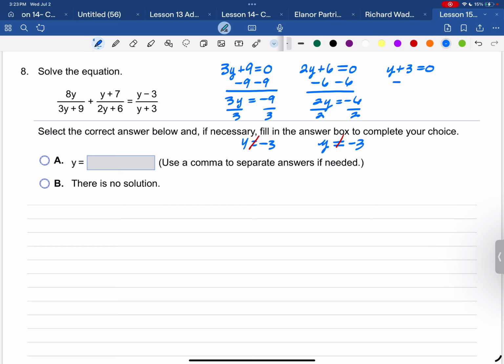y plus 3 is 0. Subtract the 3 from both sides. y is negative 3. Again, y cannot be negative 3. So if we get negative 3, we can't make that our answer because it makes a 0 denominator.